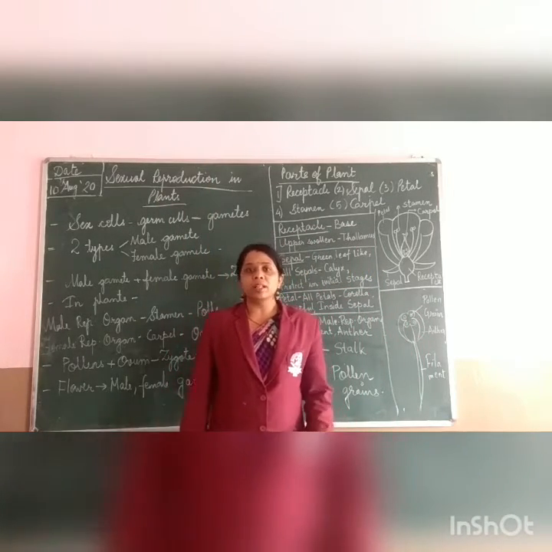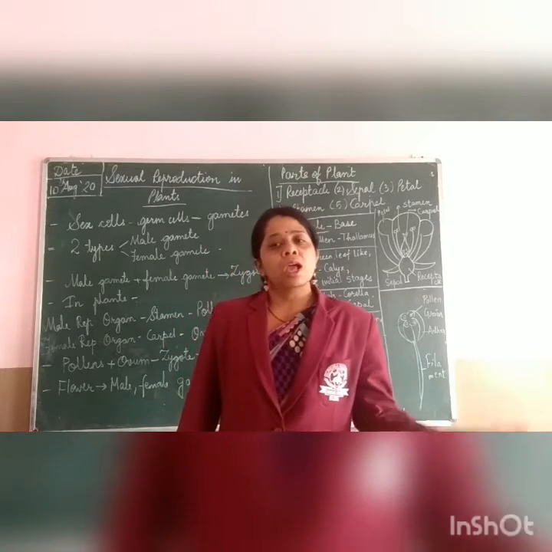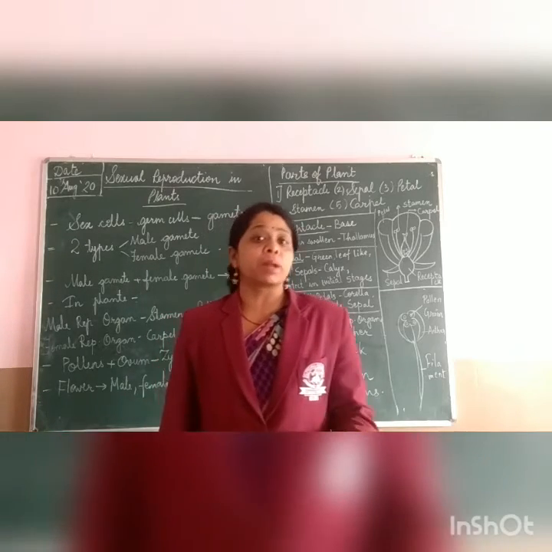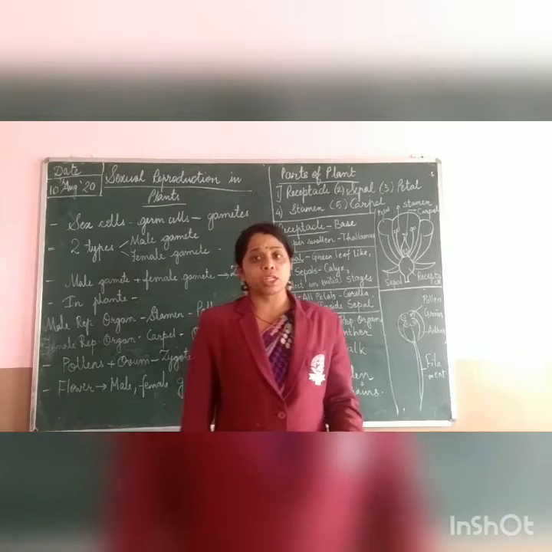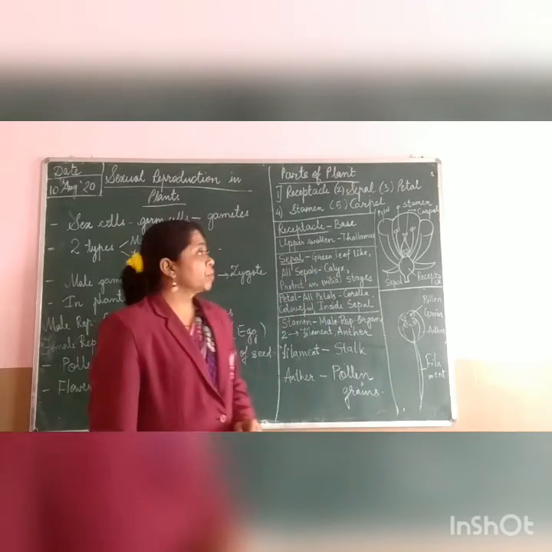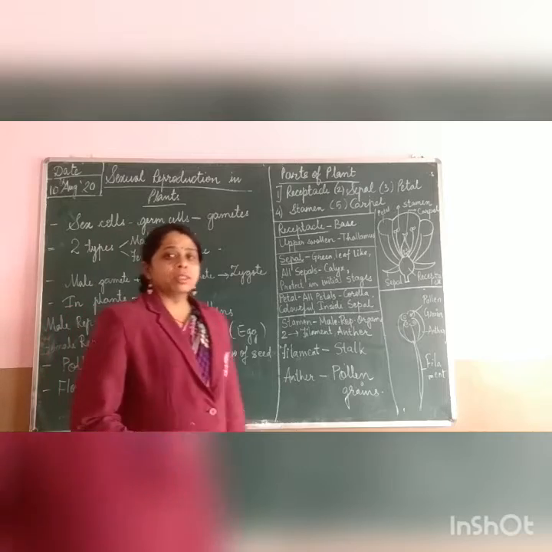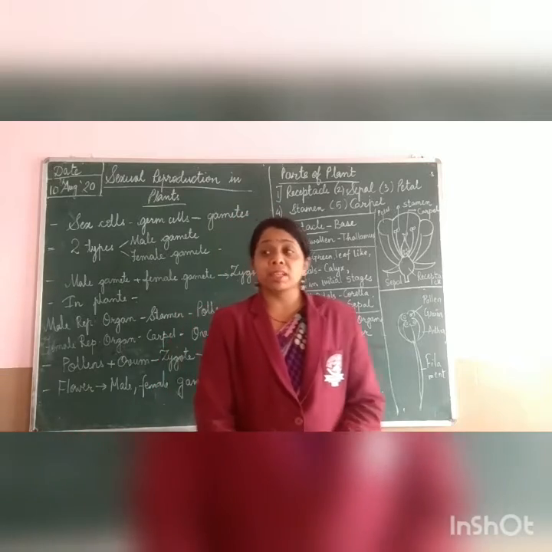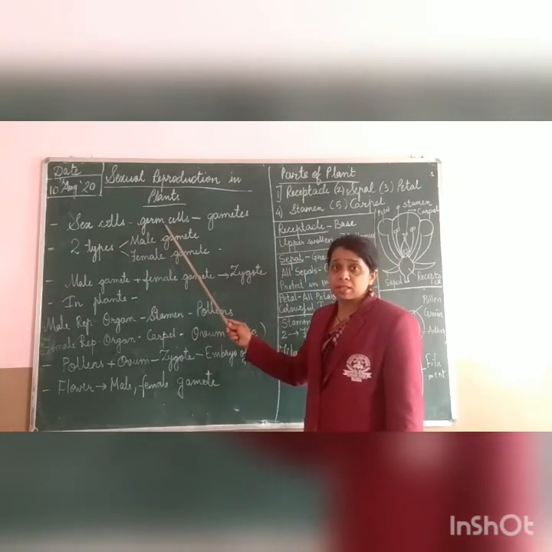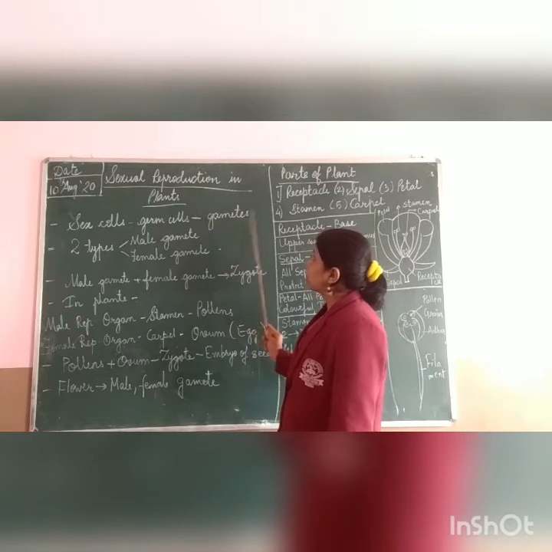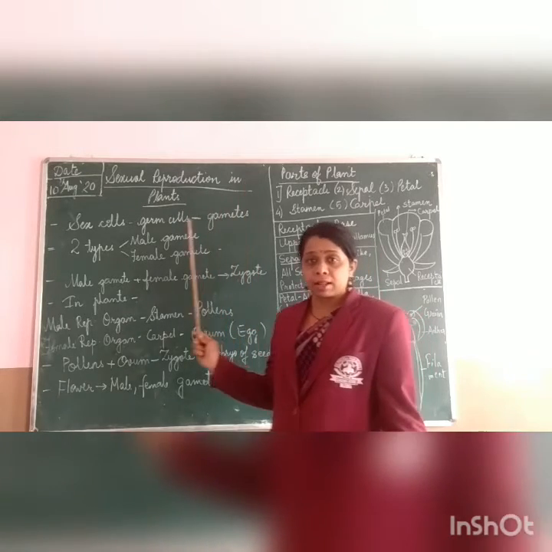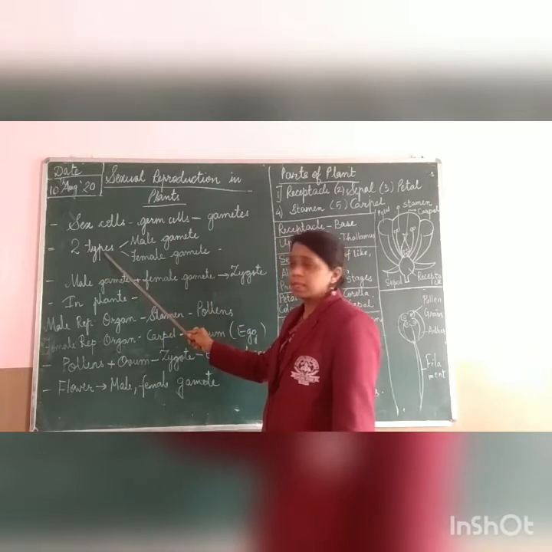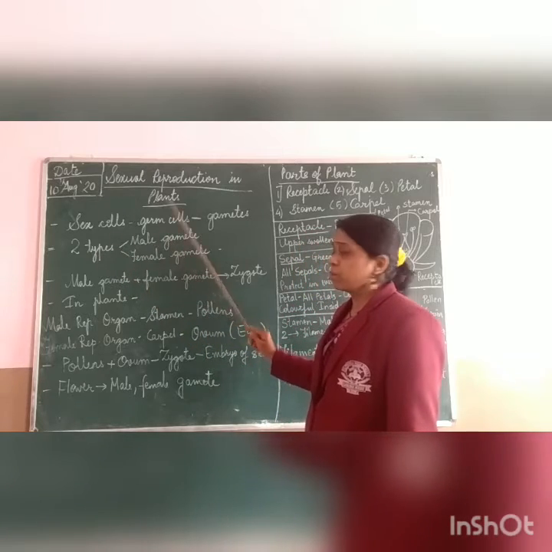In lower classes you have already learned the difference between asexual and sexual reproduction. You know that in asexual reproduction only one parent is required, whereas in sexual reproduction two parents are involved. You must have learned that in sexual reproduction, sex cells are produced. These sex cells are also called germ cells, or more commonly gametes. There are basically two types of gametes, that is, male gamete and female gamete.